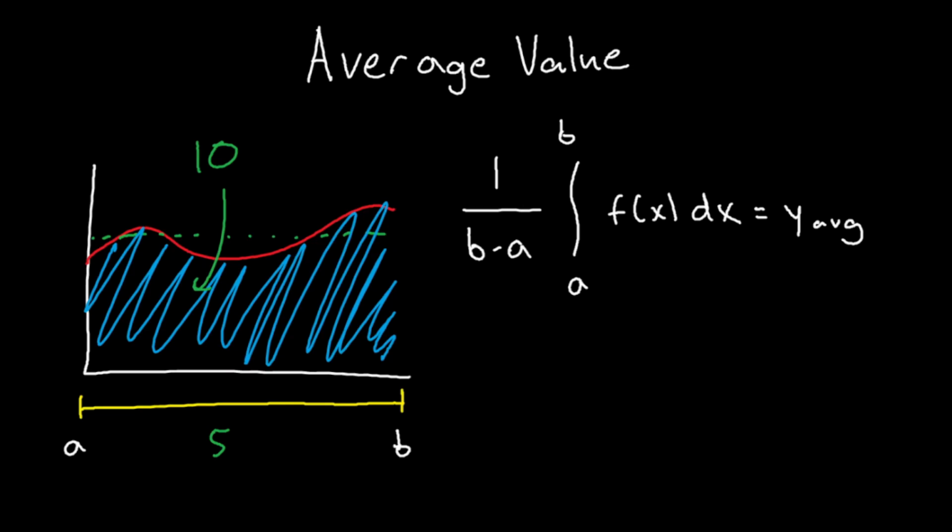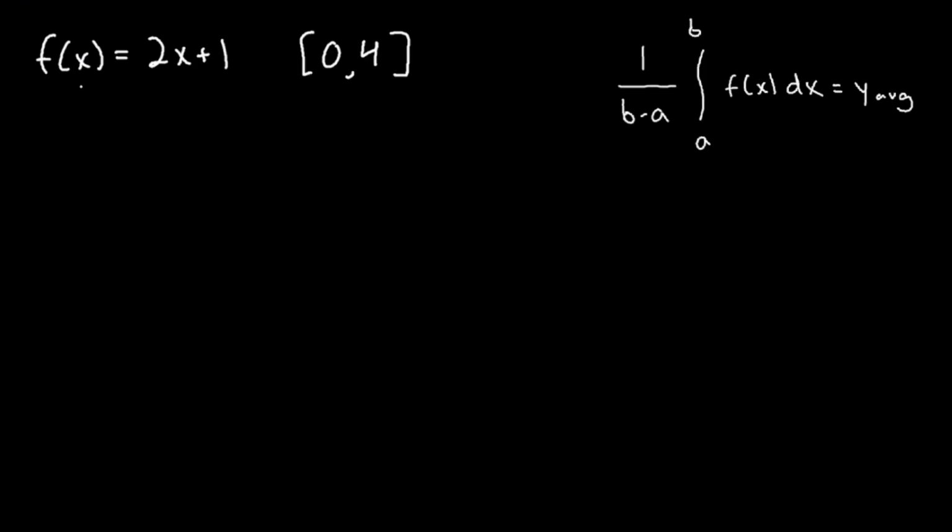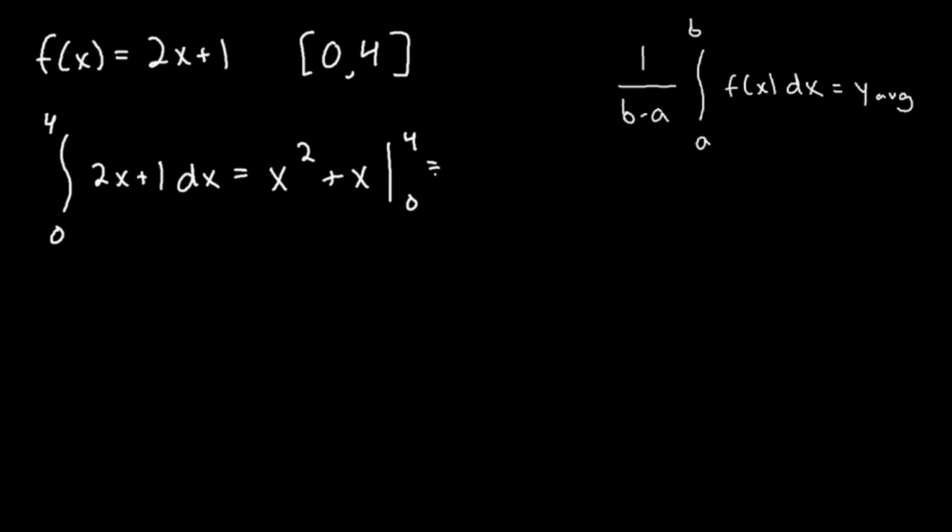So let's go ahead and do some problems and apply this formula here. Let's go ahead and calculate this. So first thing we want to do, we can find the area under the curve within the interval, of course. So the area under the curve in this case is the integral from 0 to 4 of our function 2x plus 1 dx. The antiderivative is just x squared plus x, and the bounds are from 0 to 4. So we plug in 4, we get 16 plus 4, plug in 0, you get nothing. So you get an area of 20.